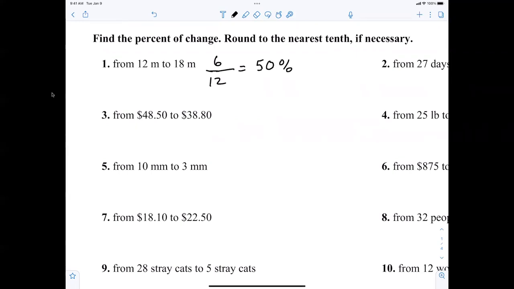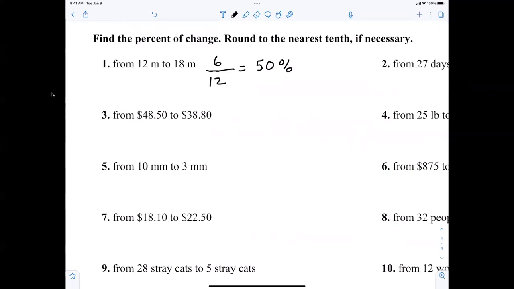So 6 out of 12 we know is just what? 50%. 6 divided by 12 is sometimes 2 in your math world, but in my math world, it's 0.5. And 0.5 is the same as 50%. Anybody have any doubts about that?